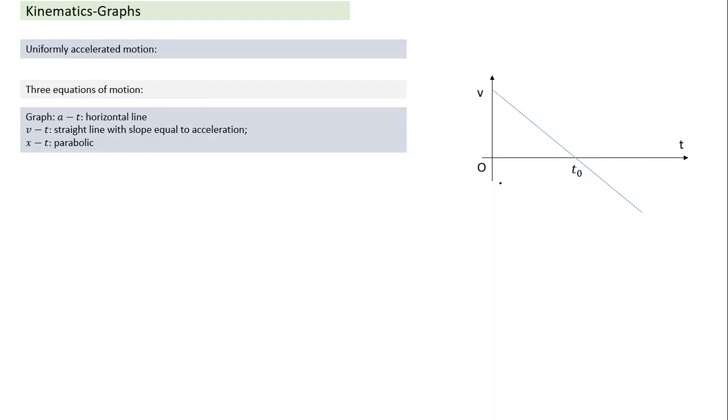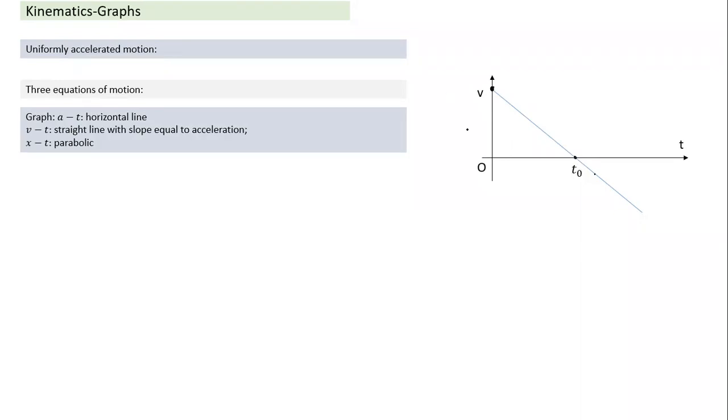So let's try and understand what this graph indicates. This graph indicates how the velocity is varying with time. What are the things I notice here? Initially at time t equal to 0, velocity is positive. But the slope is negative. What does negative slope imply? Even otherwise you understand that as time progresses, speed is decreasing, it is slowing down. At time t naught, velocity becomes 0. And at time greater than t naught, velocity becomes negative.